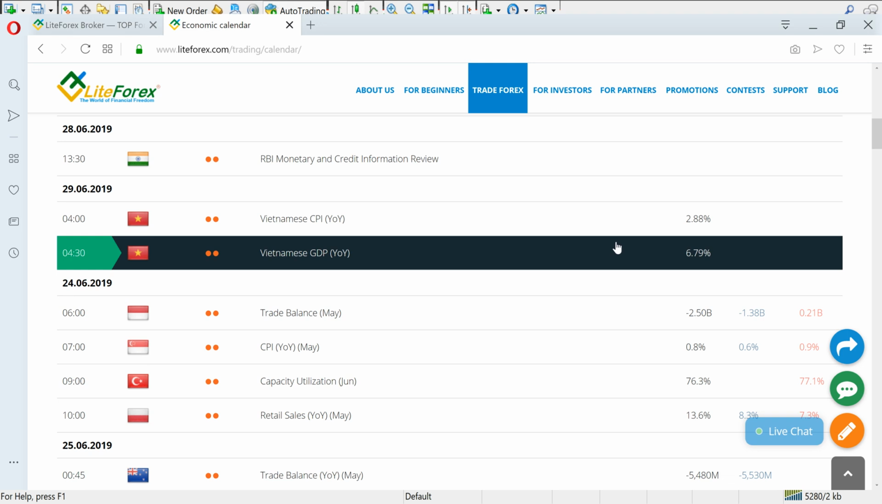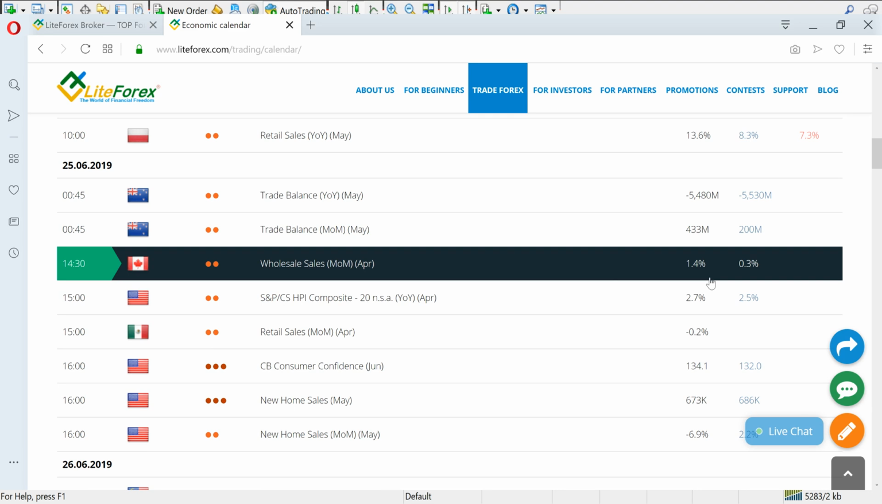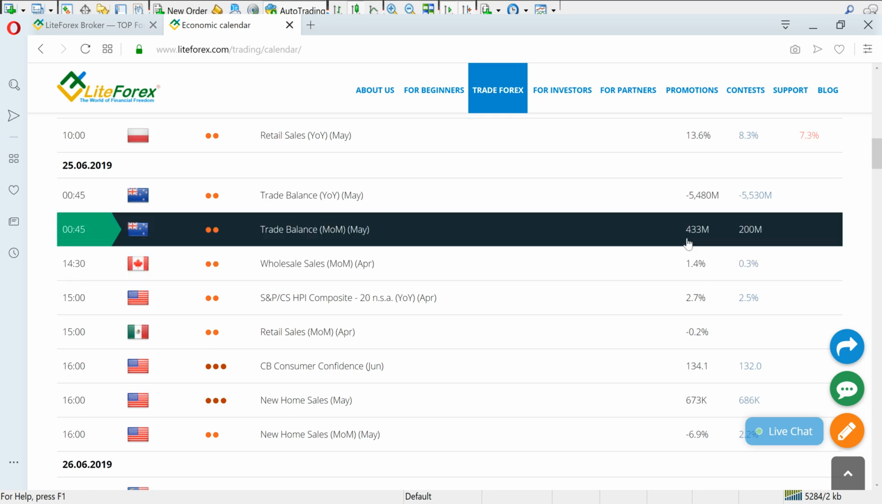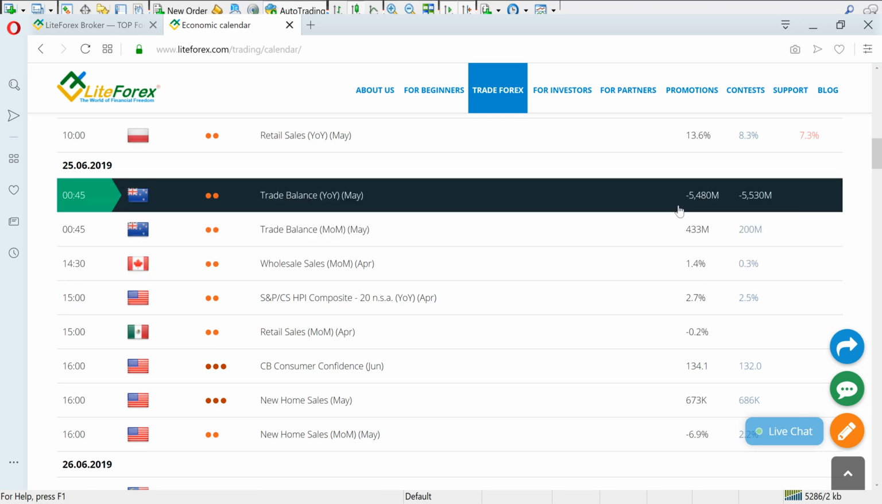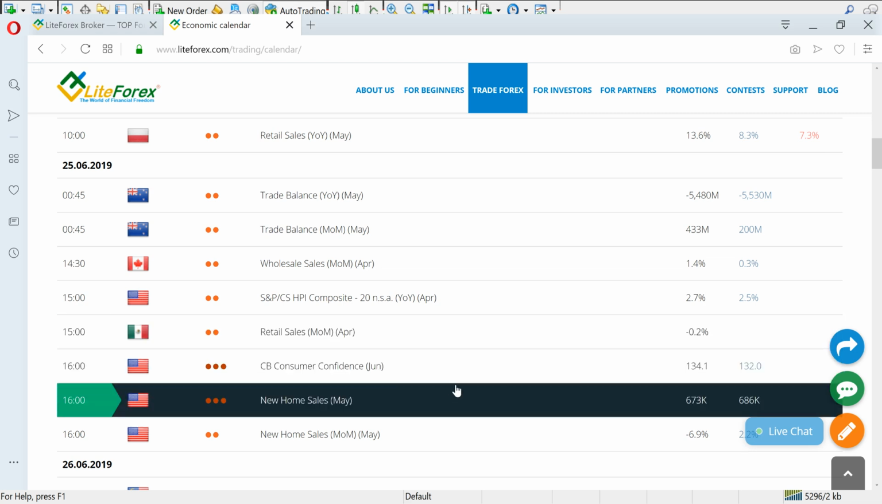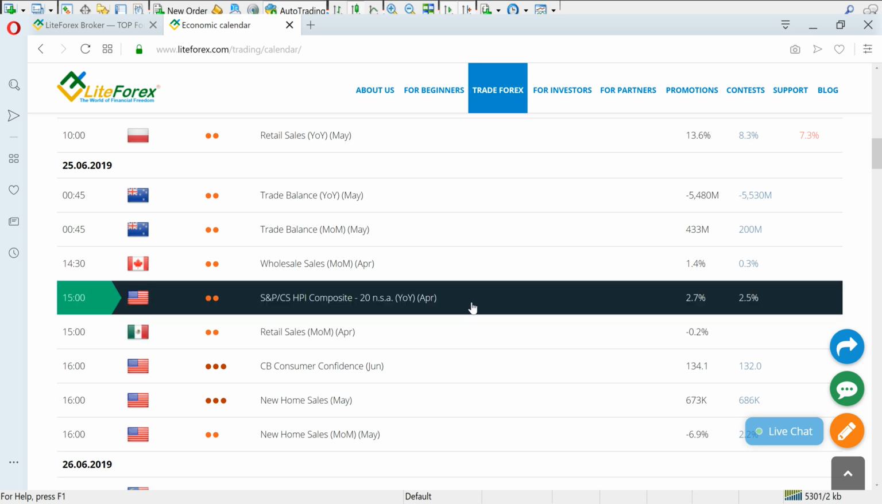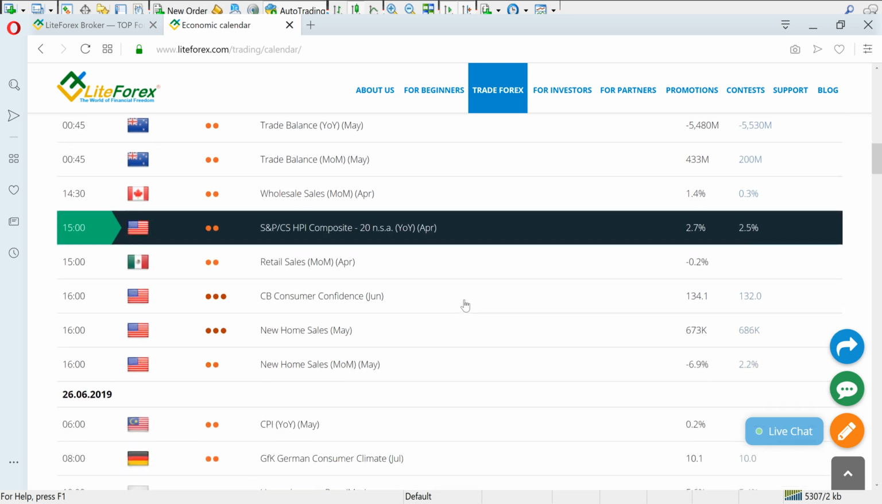On Tuesday, June 25th, have a look at New Zealand's trade balance figures and US CB consumer confidence data. Also, this is the day when we will hear from Fed's Williams and Powell, so the USD will likely move.